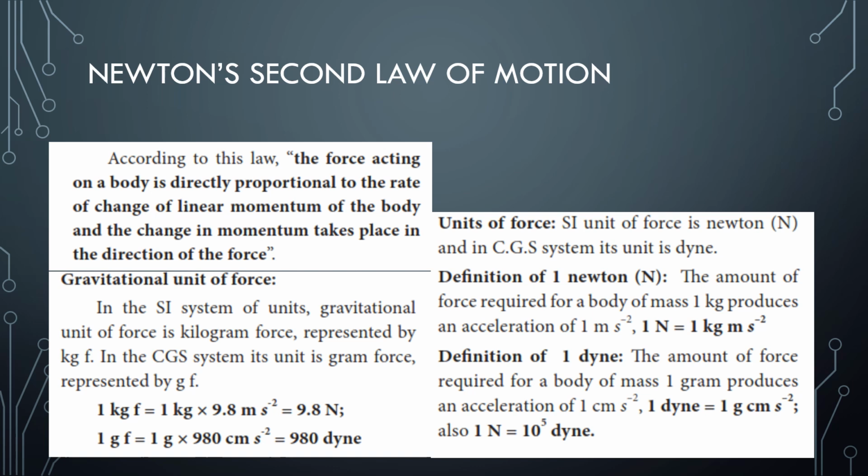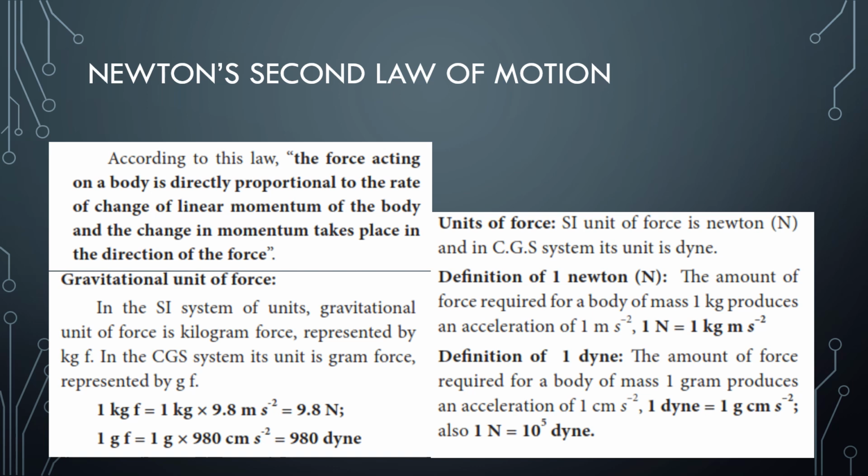Definition of 1 dyne: the amount of force required for a body of mass 1 gram to produce an acceleration of 1 centimeter per second squared. 1 dyne is equal to 1 gram centimeter per second squared. Also, 1 Newton is equal to 10 power 5 dyne. Unit force: the amount of force required to produce an acceleration of 1 meter per second squared in a body of mass 1 kilogram is called unit force.